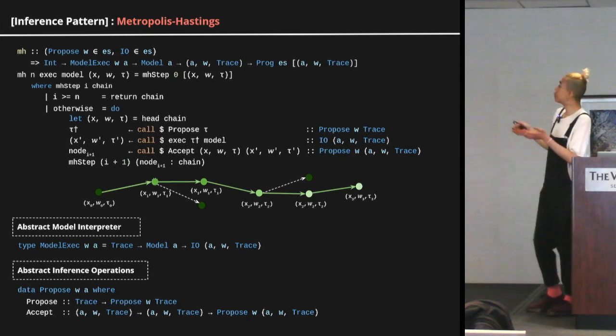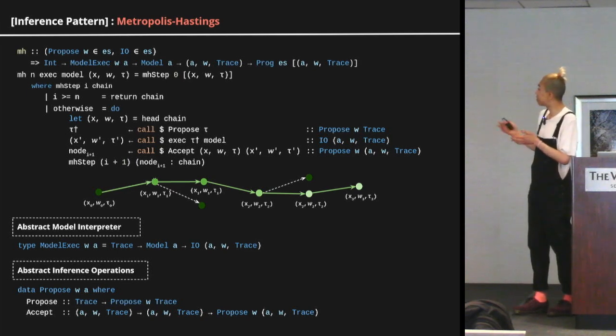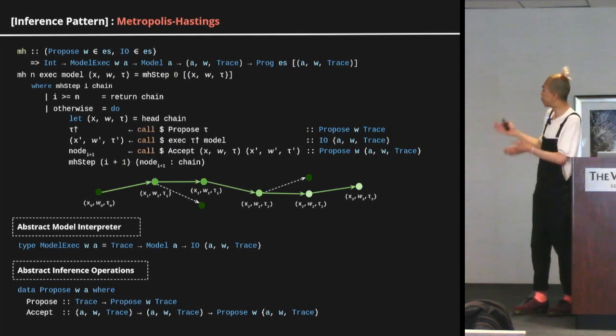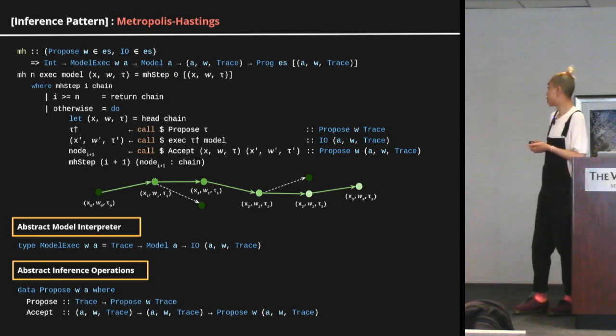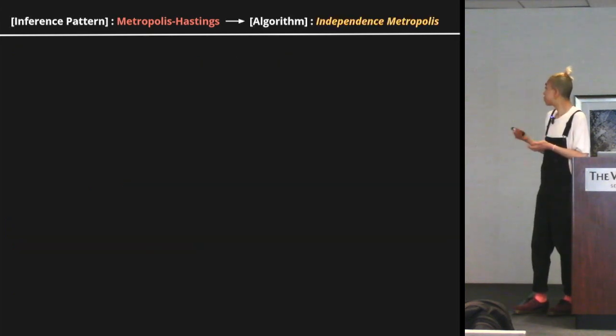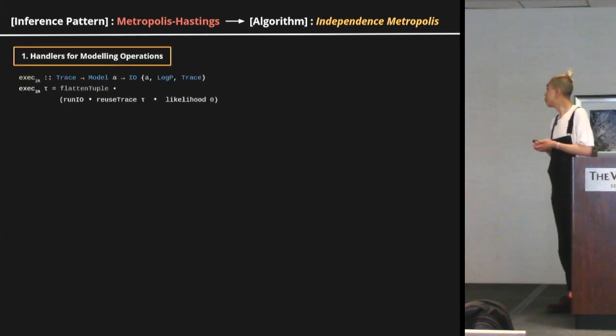Okay, so I've described to you Metropolis-Hastings as this abstract program. To derive an algorithm from it, you need to provide two things. You give a semantics for the model interpreter and a semantics for the inference operations. So for instance, let's derive an algorithm called independence Metropolis. We'll begin with the model semantics.